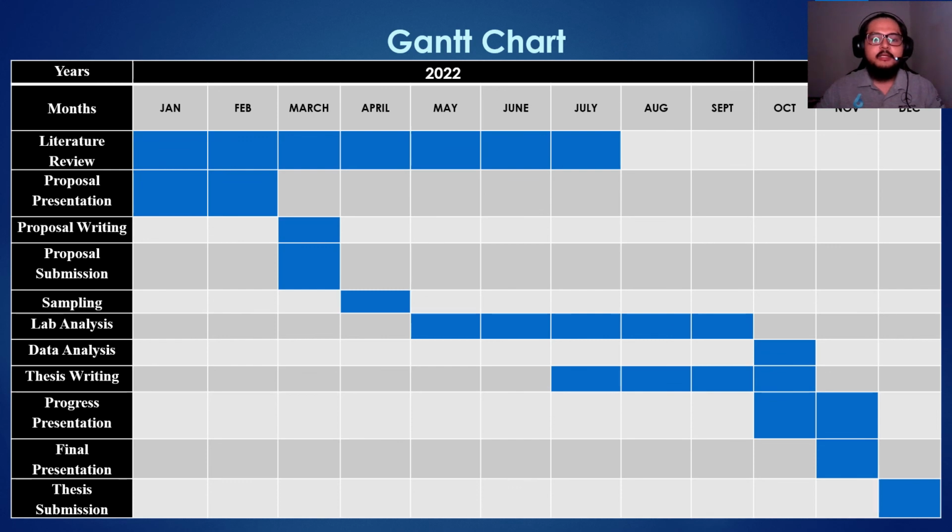This is the Gantt chart of my case study. The literature review, the proposal presentation, proposal writing, proposal submission, sampling, lab analysis, data analysis, thesis writing, progress presentation, final presentation, and thesis submission.